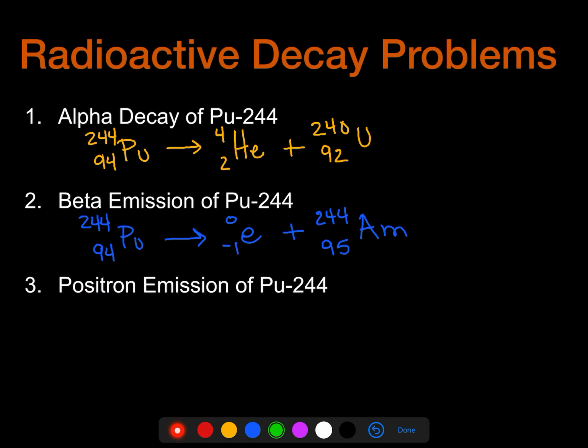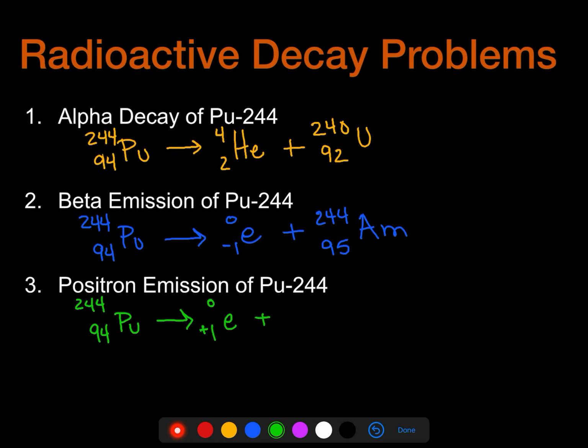Our last one is going to be positron. So we're going to start off again with our plutonium, Pu-244, 94. And now, if we have positron, we're going to see the electron, and in this case it's a positive one because the proton turned into a neutron, and that electron gets emitted. So that's why we see emission rather than decay. It's still decaying, it's still changing, nuclear change.